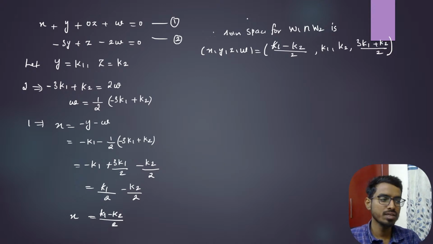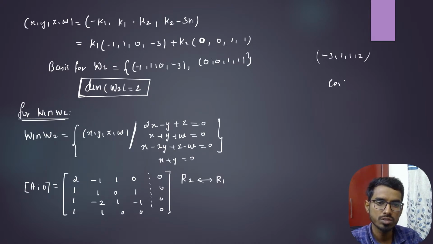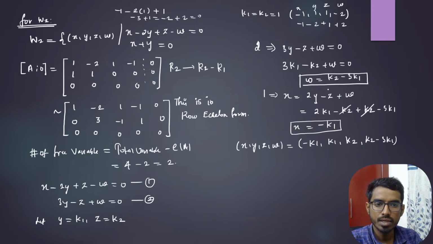Now, let us see whether it is correct or not, right? Let us take k1, k2 both to be equal to 1. So we will have 0, 1, 1, 2, right? So 2x minus y plus z. So this is x, y, z, w. 2 times x minus y, x, it is correct.